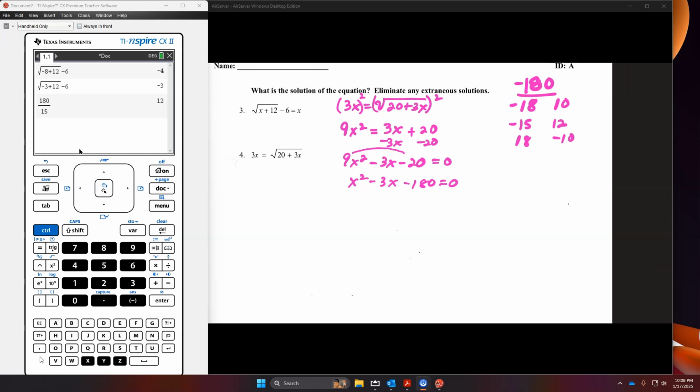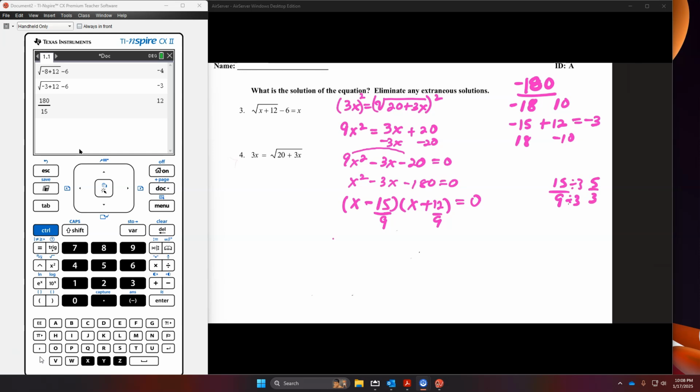So the only one that fits that is negative 15 times 12, which gives you negative 180. And negative 15 plus 12 gives you negative 3. So now what you have is x minus 15 and x plus 12 equals 0. You go ahead and divide by 9. And I'm going to simplify 15 divided by 9. That's divisible by 3, so that's 5 over 3.